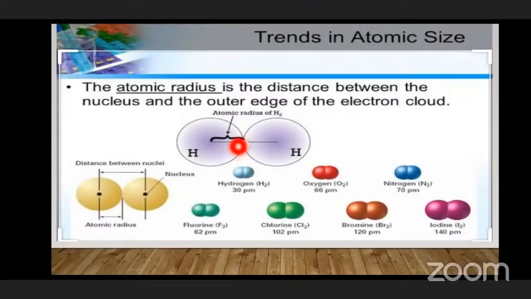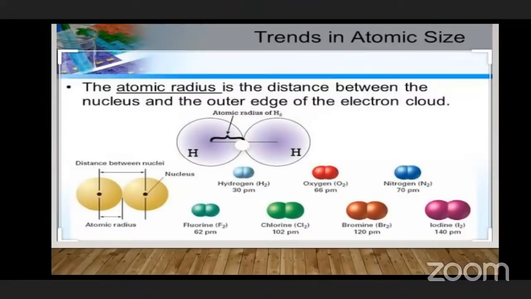But we have to take the electron cloud. So from the nucleus up to the electron cloud, whatever the distance is, that can be called the atomic radius of hydrogen, right? So in this manner we are going to define the atomic radius.